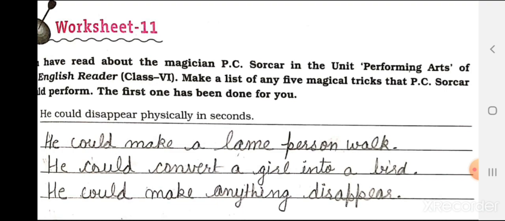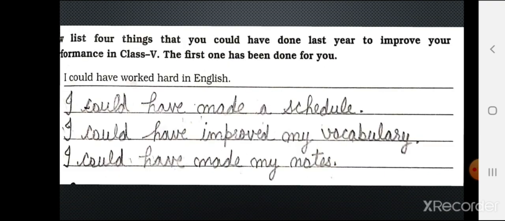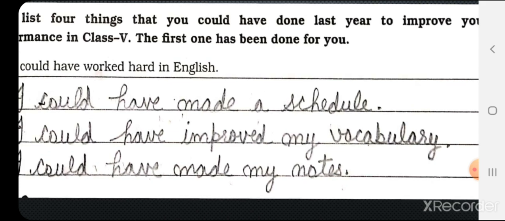Now students, list 4 things that you could have done last year to improve your performance in class 5th. The first one has been done for you. I could have worked hard in English.